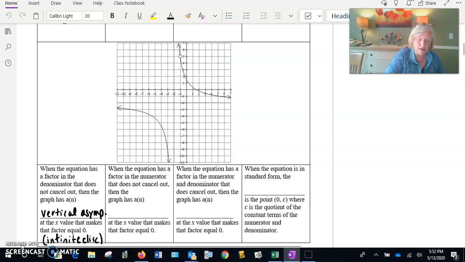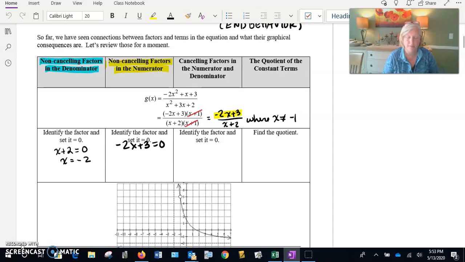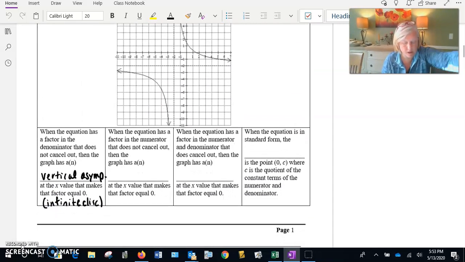All right, let's take a look at our non-canceling factors in the numerator. The non-canceling factor in the numerator is going to be the -2x plus 3. We're going to set that equal to 0. So that's going to give me 3 equals 2x, or x equals 3 halves. And let's remind ourselves what that does for us in the graph. When the equation has a factor in the numerator that does not cancel out, then the graph has a zero or x-intercept at the x value that makes that factor equal to 0, provided that it does.